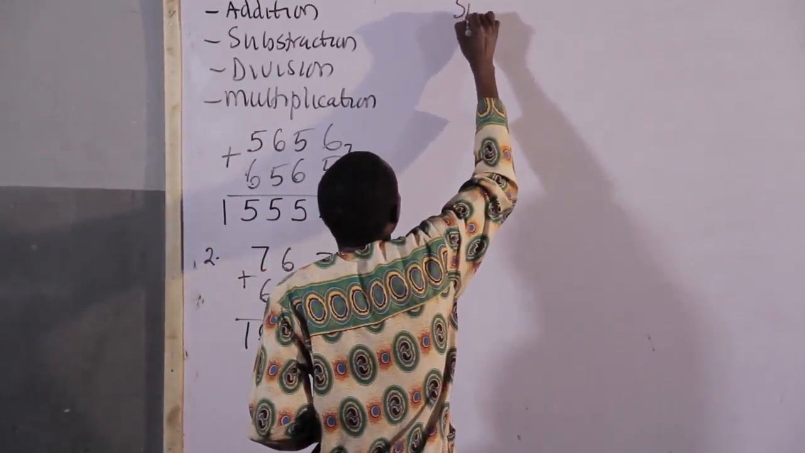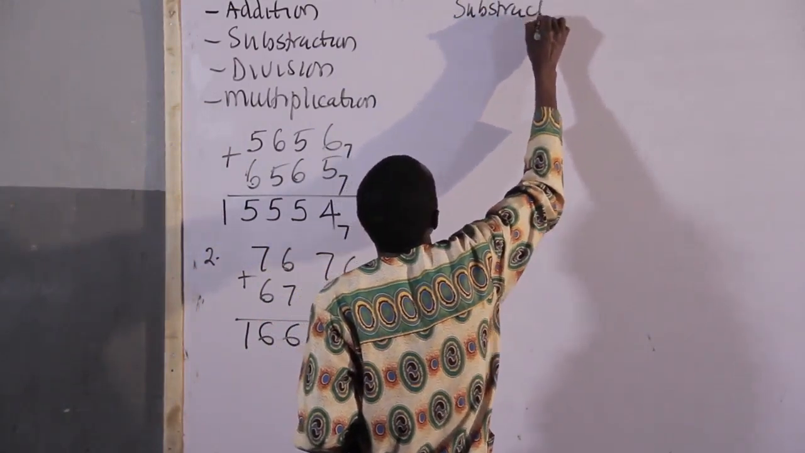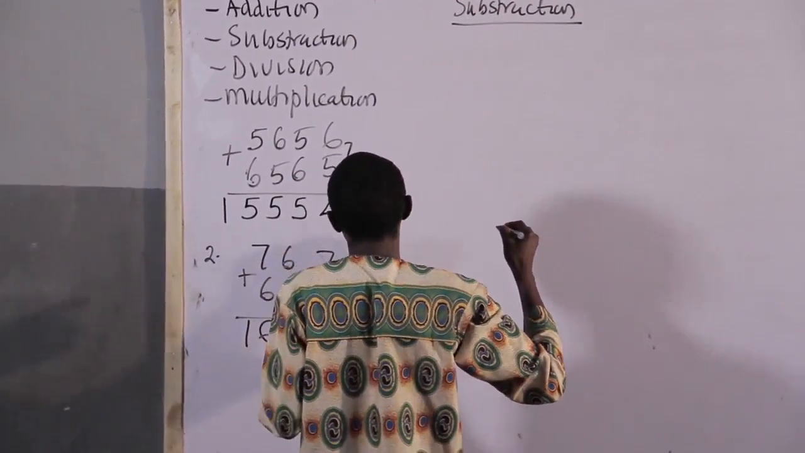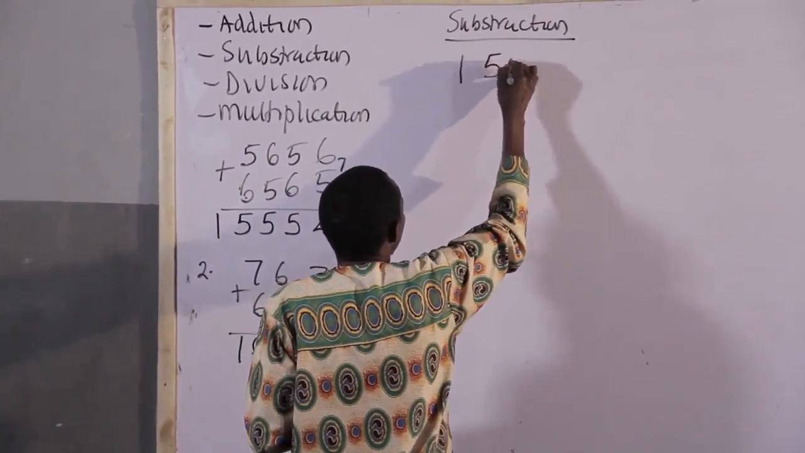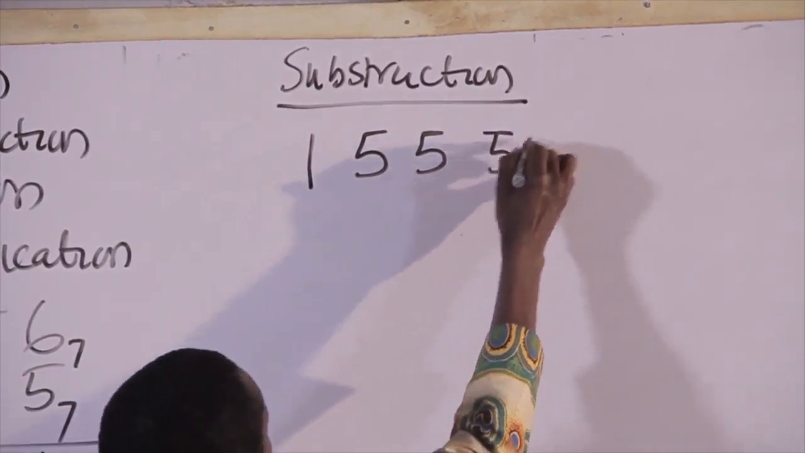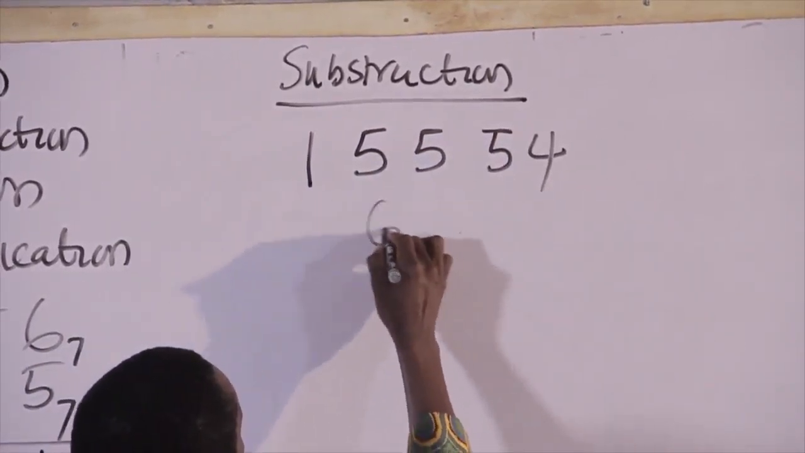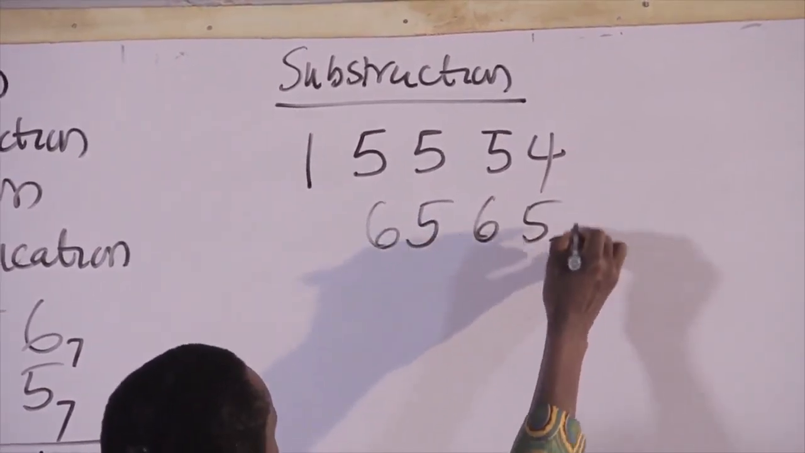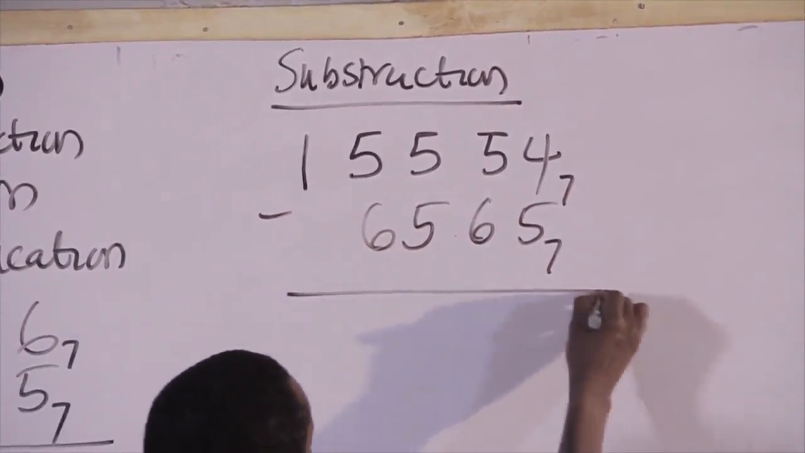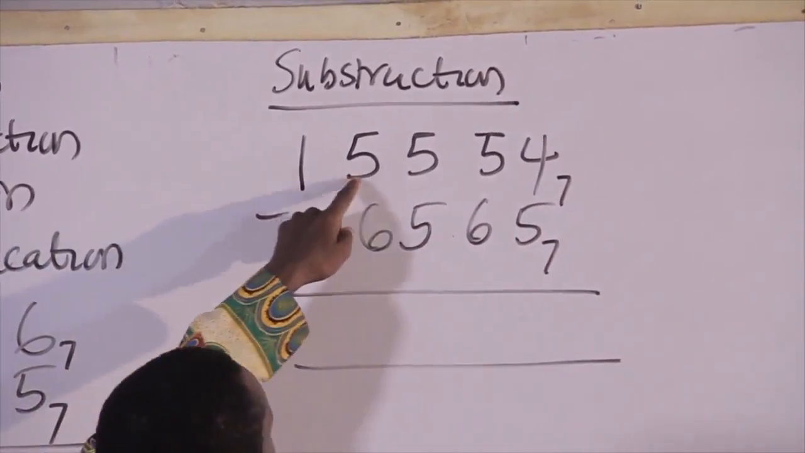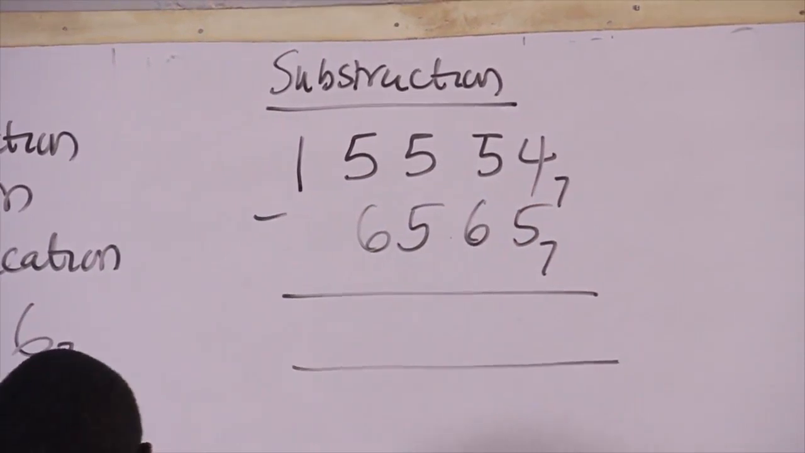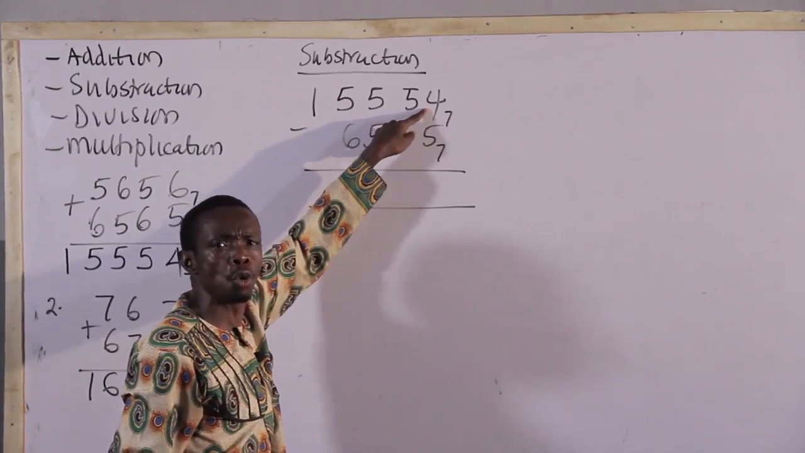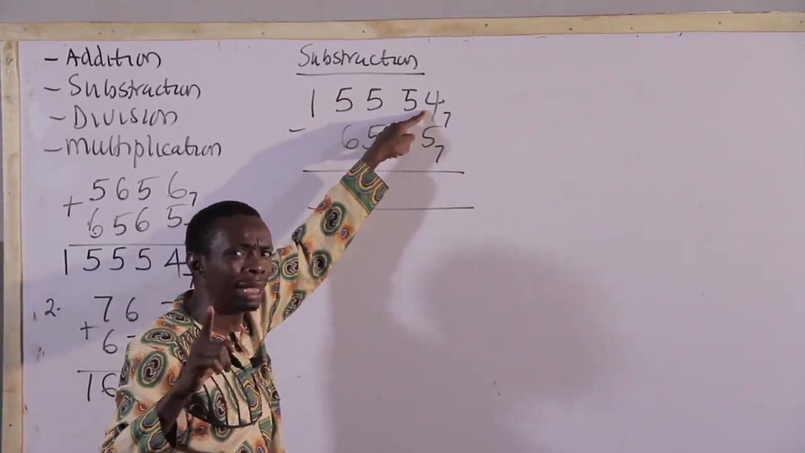Now subtraction in base. I want to do subtraction. So I can quickly take my example from the addition I did. I want to subtract 6565. I want to do my subtraction in base 7. I want to subtract 6565 from 15554 base 7. 5 I want to take it from 4. It's impossible. I borrow 1. The one I borrow must be the base.